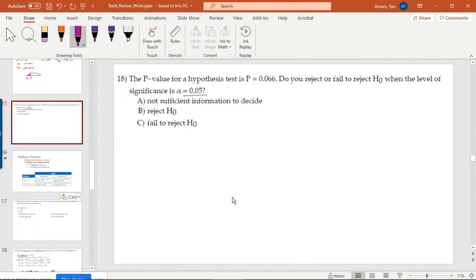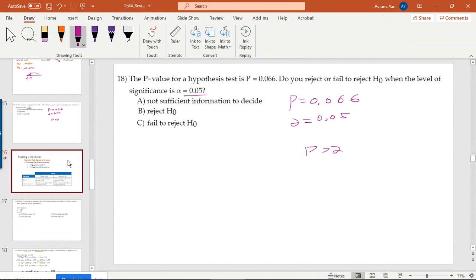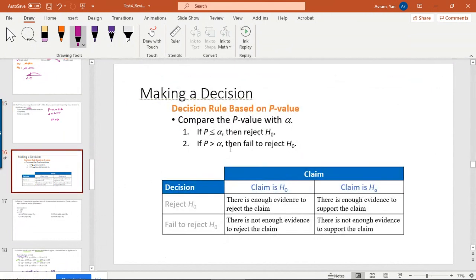So if we have p equal to 0.066, my alpha here is 0.05, right? What happened in here? Well, if you compare the decimal points, my p is greater than alpha. That's why in this chapter, you have to remember this sentence very well. This is the condition: when p is less than or equal to alpha, you reject the null hypothesis. When p is greater than alpha, you fail to reject the null hypothesis.